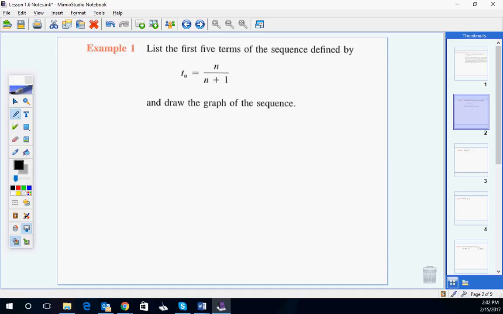If we look at the first example, it's fairly straightforward. It just says, please find the first 5 terms and then graph what it looks like. So we're just going to plug in. We're essentially just doing T sub 1, so we're plugging 1 in. So that's going to be 1/2. T sub 2, 2/3. T sub 3, 3/4. T sub 4, 4/5. And T sub 5, 5/6.